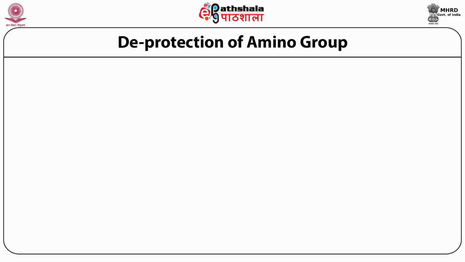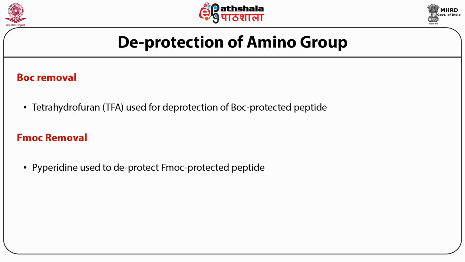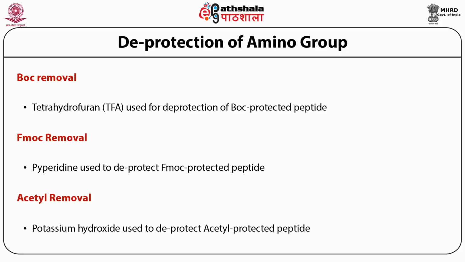After the synthesis of the peptide, these protecting groups are required to be removed. So, deprotection of the amino group. The BOC group is removed by tetrahydrofuran used for deprotection of the BOC protected peptide. This group is deprotected by reacting with tetrahydrofuran and DMF and stirred for 1 hour to remove the BOC protecting group. Now FMOC is removed by piperidine, which is also stirred for 1 hour to remove the FMOC group from the peptide. Now acetyl removal is done by potassium hydroxide to remove the acetyl protecting group from the peptide.